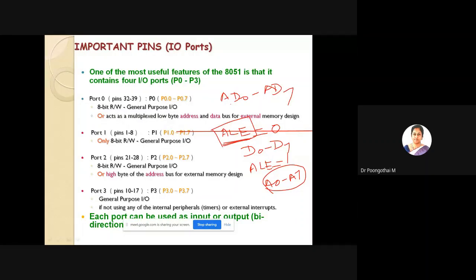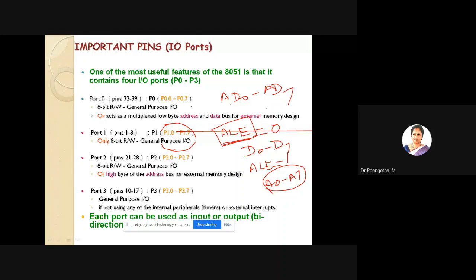So next one is port 1. Port 1 lines are used as only IO lines, only for IO, and do not have any dual functions. Next, port 2. Port 2 lines can be used as IO lines and its operation is very similar to your port 0.